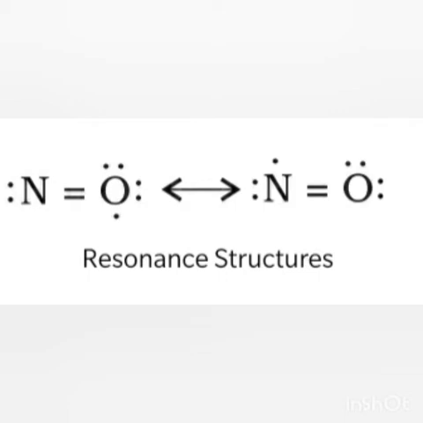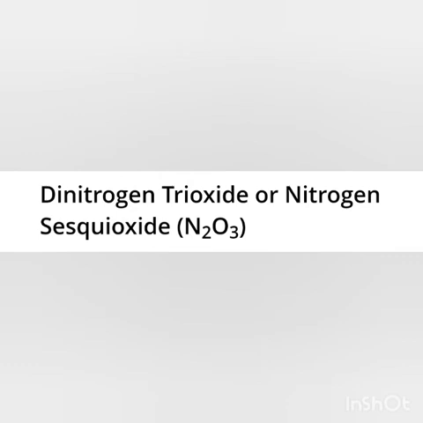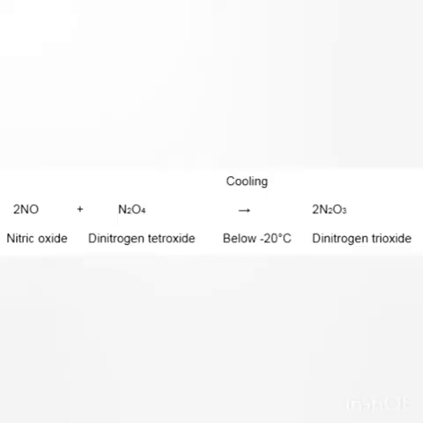Then students, we come to the next oxide of nitrogen, that is dinitrogen trioxide. Its formula is N2O3. It is obtained as a blue liquid when a mixture of nitric oxide and nitrogen dioxide or dinitrogen tetroxide is cooled below minus 20 degrees Celsius. That means it can be prepared from nitric oxide and dinitrogen tetroxide by cooling them below minus 20 degrees Celsius, as you can see here in the reaction.